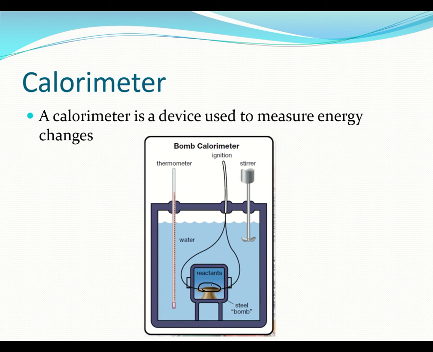Then they ignite it, they burn it, and this chamber, this bomb in here, heats up. That heat gets transferred into the water. They measure the temperature change of the water. And if they know how much water is in there and the temperature change, they can figure out how much heat is given off by that hot dog. So that's one way of determining heat from burning something.